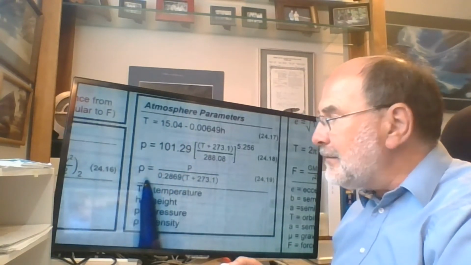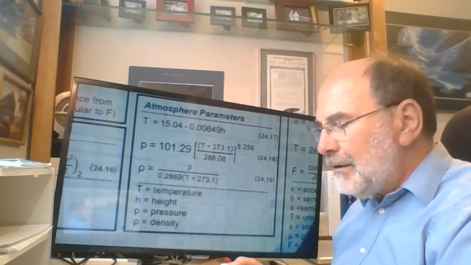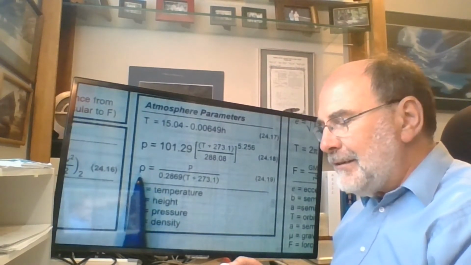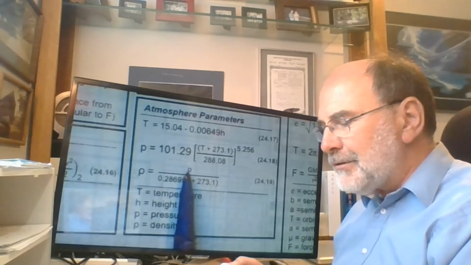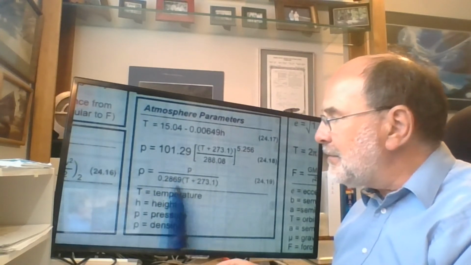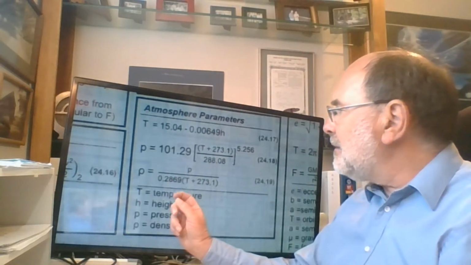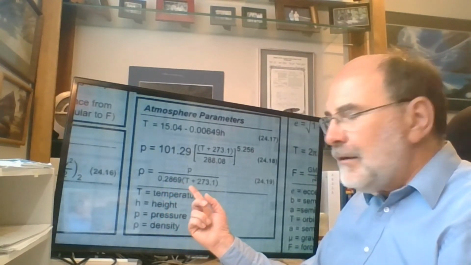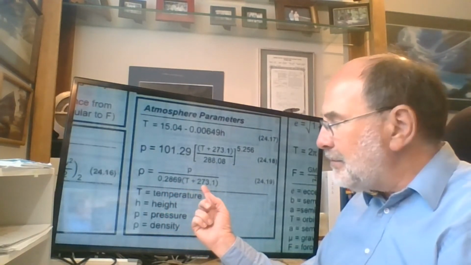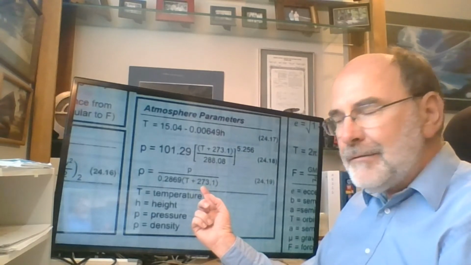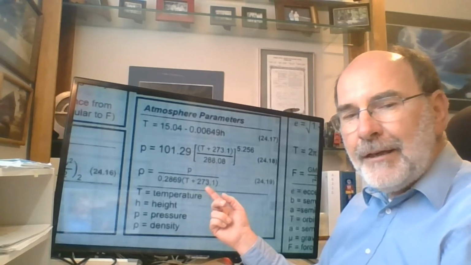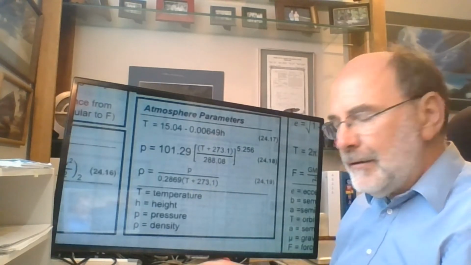And then finally, the question that I asked you on the quiz, calculate the atmospheric density at that altitude. The density is equal to the atmospheric pressure divided by this term that says the gas constant, 0.2869 times the temperature at that altitude plus 273.15 degrees. So what we're doing is we're converting the temperature from a Celsius scale to a Kelvin scale as we plug it in.